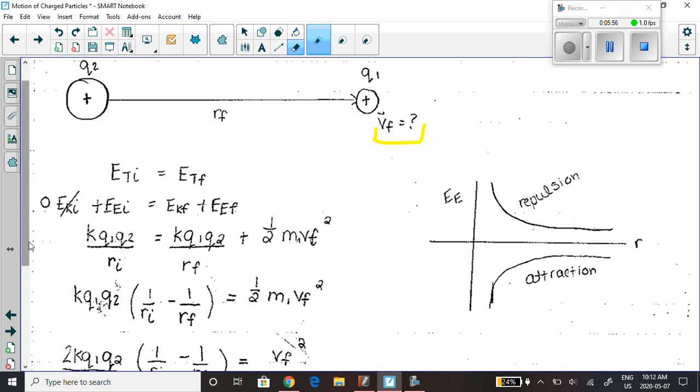Now, next, the initial kinetic energy is zero. It was not moving. So now we're going to put in the equations for electric potential energy. There it is. I put in the equation for electric potential energy initial, the equation for electric potential energy final, and the equation for kinetic energy final right there.